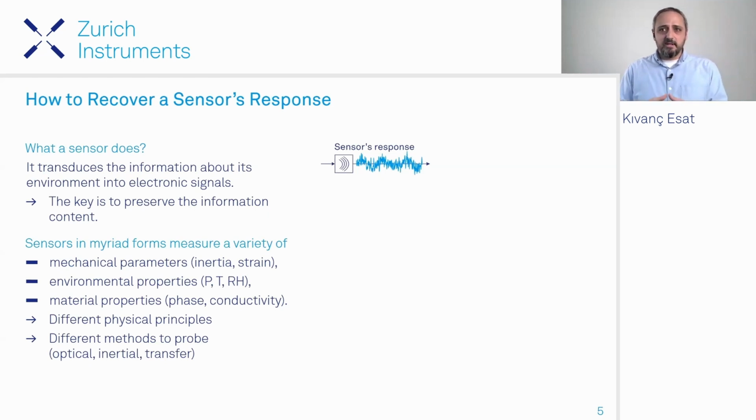So the sensor can be working in various forms. It can be a mechanical sensor, for instance, sensing inertia or strain. It can be probing environmental properties of the gas phase, for example, or material properties itself, the phase of it, or conductivity. And these things all rely on different physical principles, so we have different methods to probe, of course, optical, inertial, or transfer, which I mentioned already. But in the end, we are interested in studying the electric signals that the sensor provides.